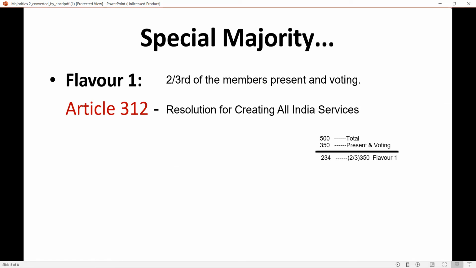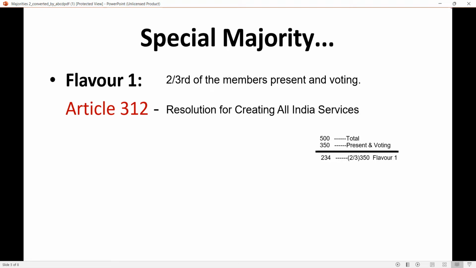Fourth is the special majority. This special majority we have classified into four flavors or four types. The first flavor or first type is when 2/3 of members present and voting are required to pass that bill. Suppose the total number of MPs in the parliament is 500 and 350 are present and are going to vote, then 2/3 of this number of 350, that comes out to be 234, will be the required majority to pass that resolution.